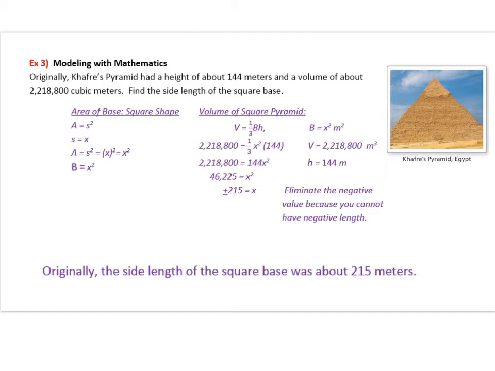So originally, the side length of the square base was about 215 meters.